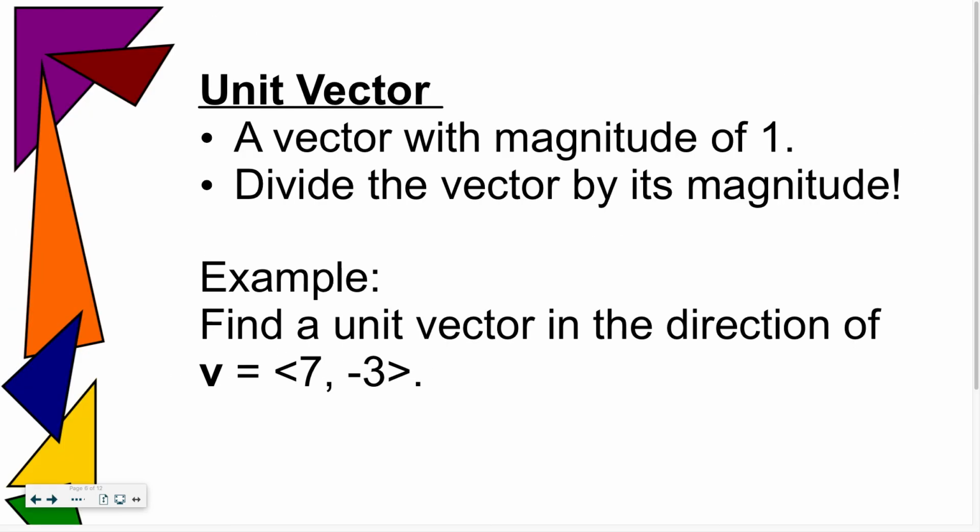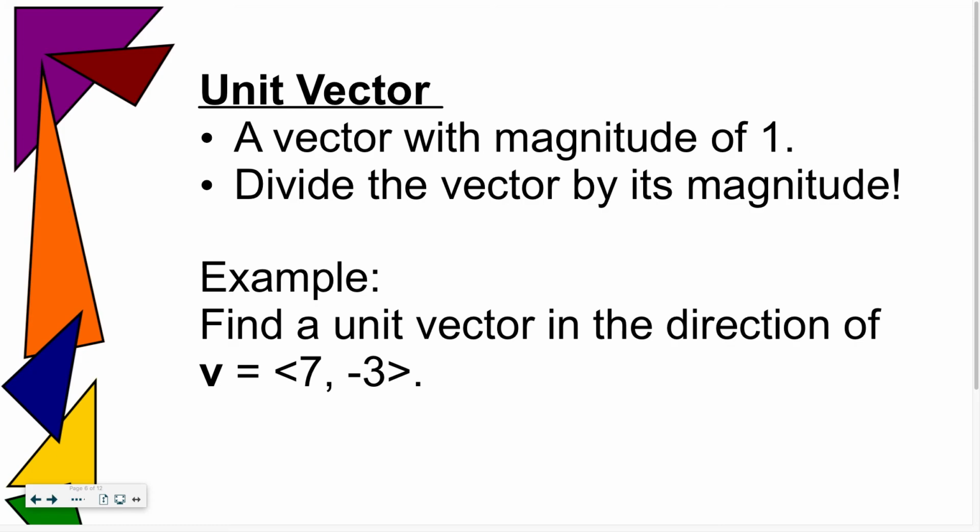Okay, let's talk about a unit vector. Anytime in math, when we talk about unit things, something very special is that it has some measurement of 1 unit. So we talked about the unit circle a lot in chapter 4. It was special compared to all other circles because its radius was 1. So a unit vector is a vector whose magnitude or length is 1.